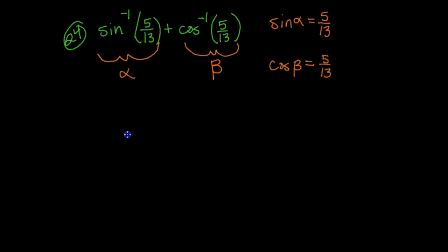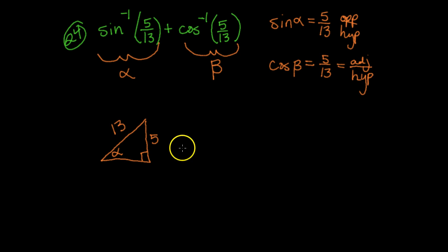If we're dealing with sine of alpha in a right triangle, remember what that means? Sine is opposite side over hypotenuse. So what's your reference angle? You've got a right triangle. Here's alpha. So the opposite leg would be 5 and the hypotenuse would be 13. Cosine deals with the adjacent leg over the hypotenuse. So whatever your angle is, you've got 5 over 13.